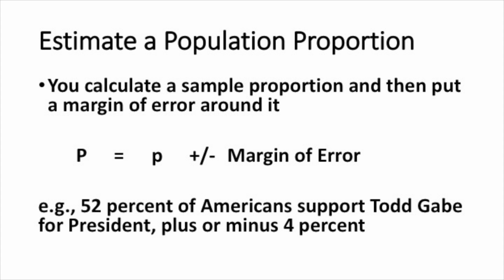So here's the statement. 52% of Americans support Todd Gay for president, plus or minus 4%. That 52% came from a random sample of Americans, and if you had sampled a different group of people, you would have probably gotten a different value. It might have been close to 52%, but it might have been 50% or 53 or 54, or there might have even been a sample where only 48% of the people that you talked to supported Todd Gay for president. And that margin of error accounts for that range that you would get if you'd use different samples.